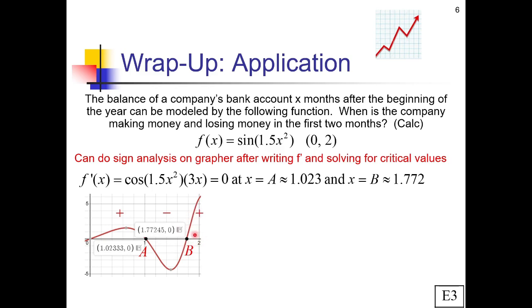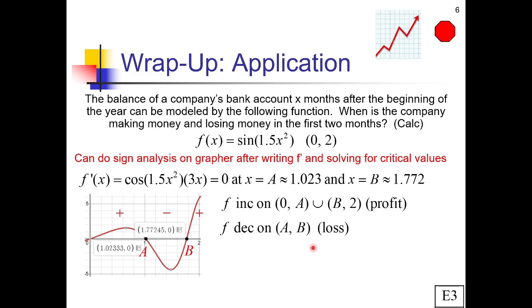We're above the x-axis. So just writing out my answer, I can say that f is increasing on the interval from 0 to A, again because f prime is positive there, and also on the interval from B to 2. By the way, this increasing part is where our company is getting profit. And then f is decreasing from A to B. Nice to just be able to write A and B. That's where our loss is happening.